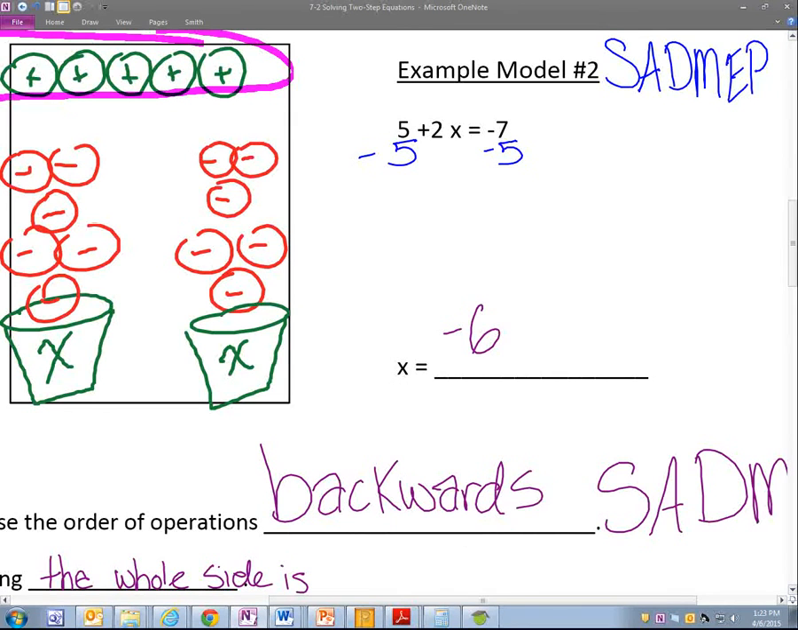So I have a SAD map. I have subtraction or addition, so I'm going to take a subtraction. That leaves me 2x and negative 7. So now I have multiplication. How do I undo multiplication? Yes? Yep, I'm trying to do too much. Thank you.